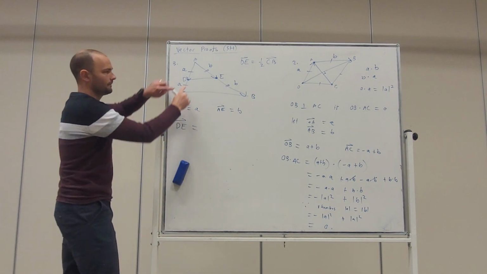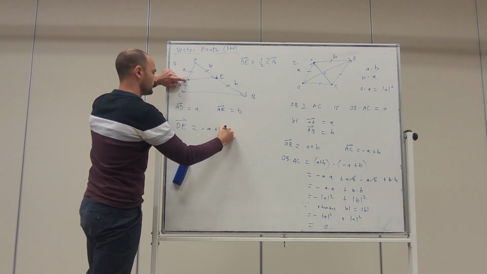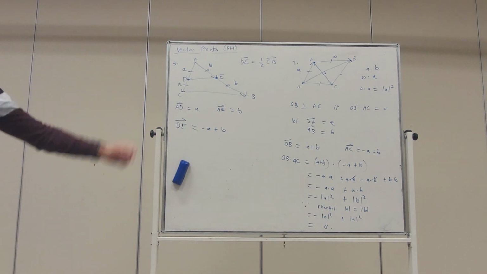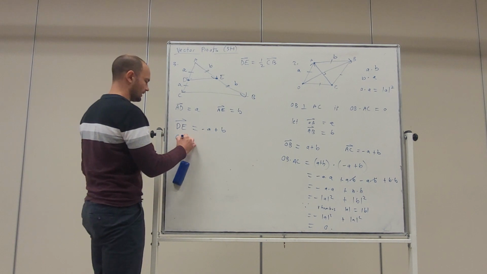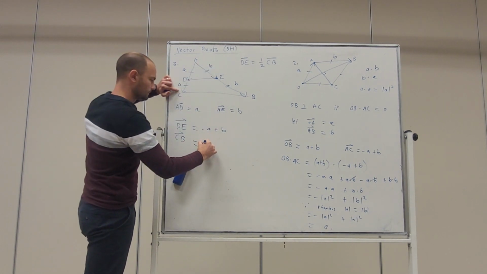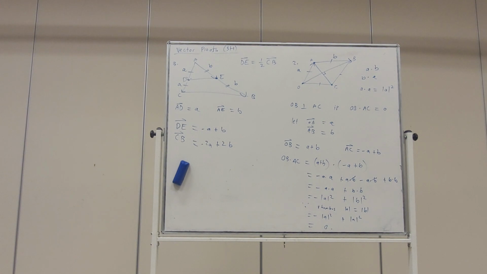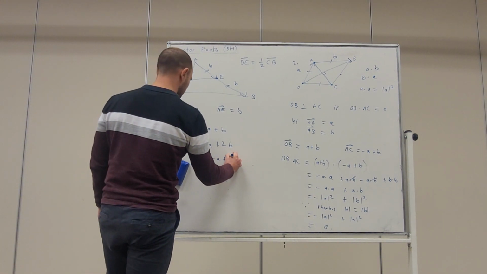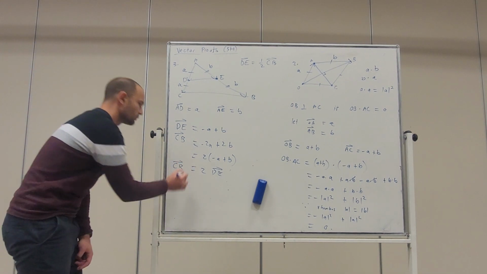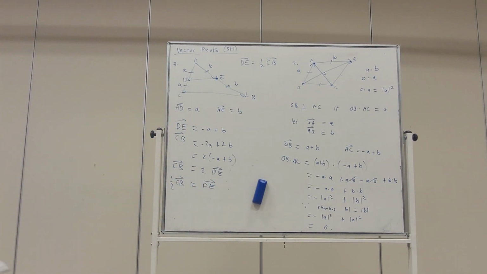So let's define vector DE. The vector from D to E is going to be minus A, so we're flipping A, plus B. From D to A is minus A, and from A to E is vector B. So we have vector DE. How about vector CB? The vector from C to B is going to be minus 2 lots of A, plus 2 lots of B. We can see that this is equal to 2 times minus A plus B, which is 2 times vector DE. So we have CB equals 2 times vector DE, so half of CB equals vector DE. QED.